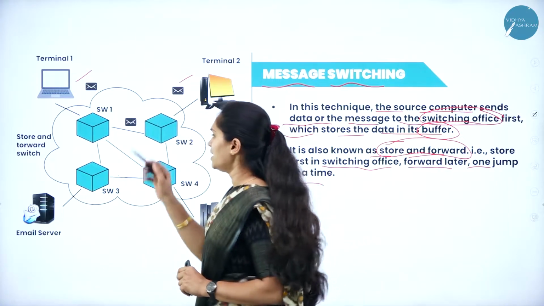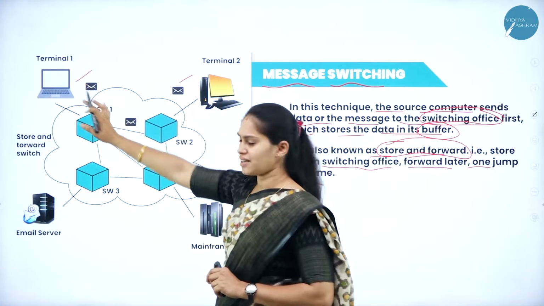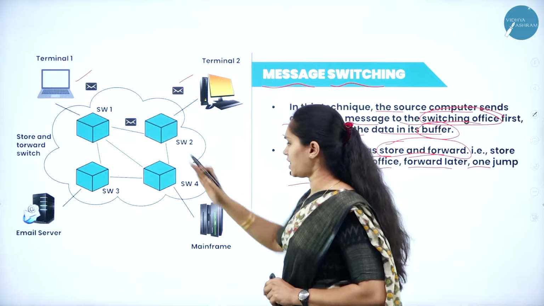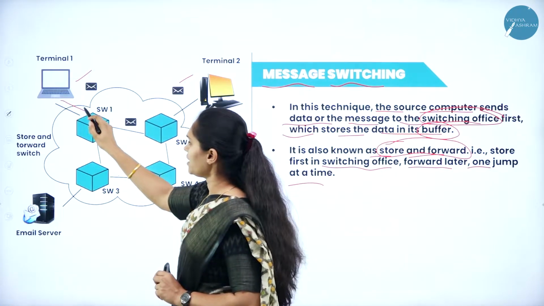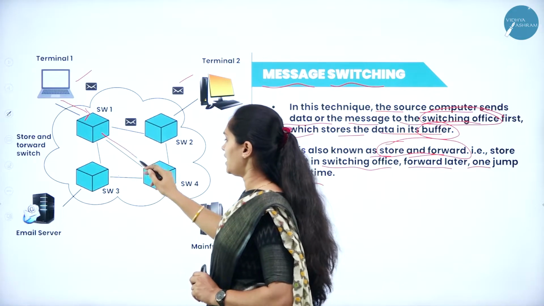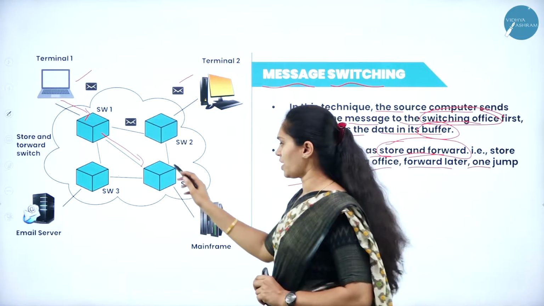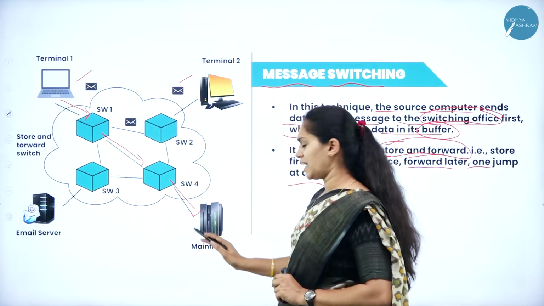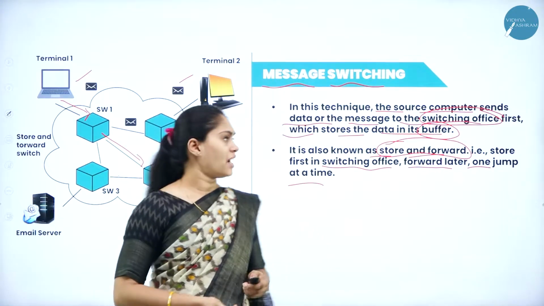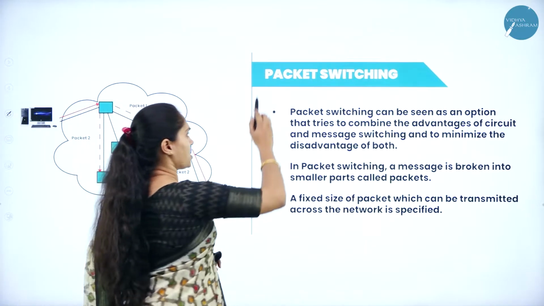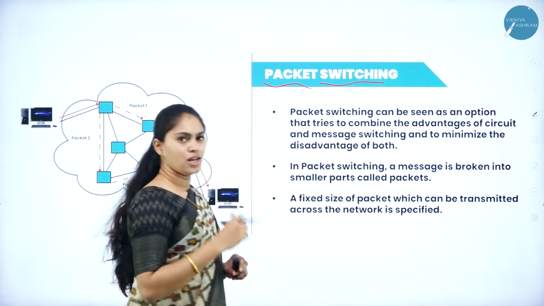For example, if we have a terminal like a sender and I want to reach the content from there to here, at that particular time it will be stored in the switching office, then it will take a path to the next switching office, then it will reach the receiver. So this is regarding what? Message switching. And next, what do we have? Packet switching. The best example is your mobile phones.